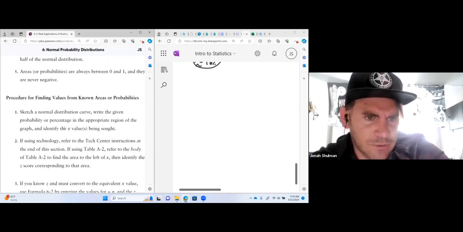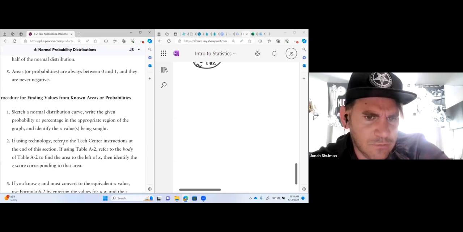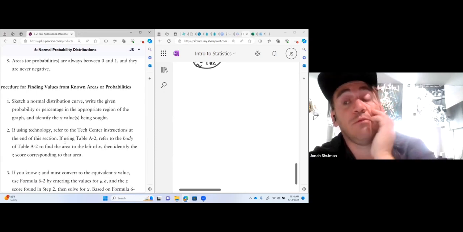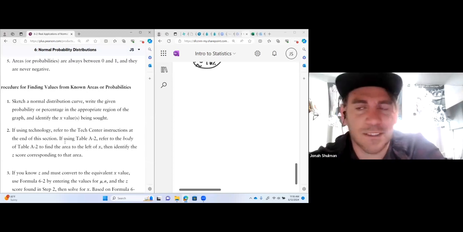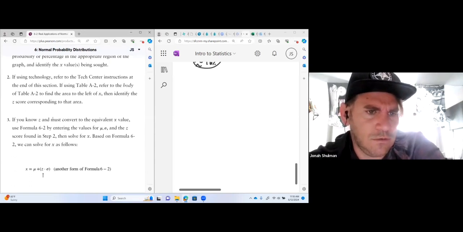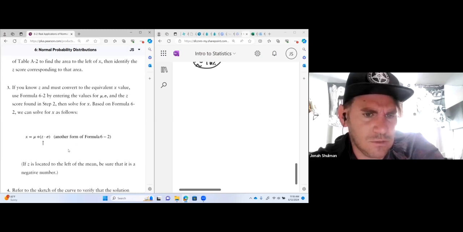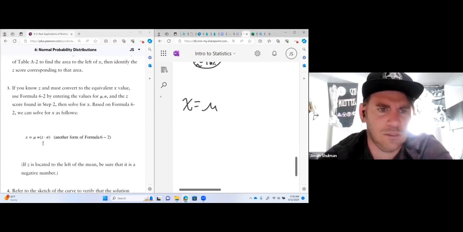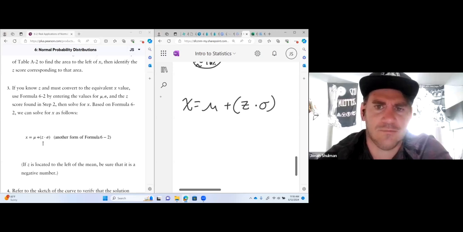Sketch the curve. If using technology, refer to the text center. If using Table A-2, refer to the body of it. I'm probably going to be using Excel for this. If you know z, you must convert to the equivalent x value by entering the values of mean, standard deviation, and z-score. So here we go: x equals your mean plus your z-score times your standard deviation.